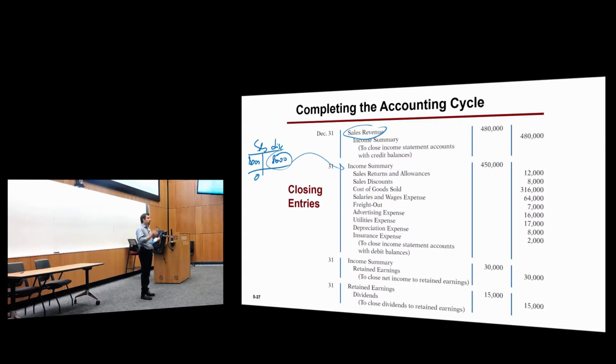So you close the accounts that have normal debit balance, such as expenses, including cost of goods sold, contra revenue accounts. Those accounts will be credited and will be closed to income summary. The last two are like before. You close income summary to retained earnings and you close dividends to retained earnings. Period. Any questions about this?